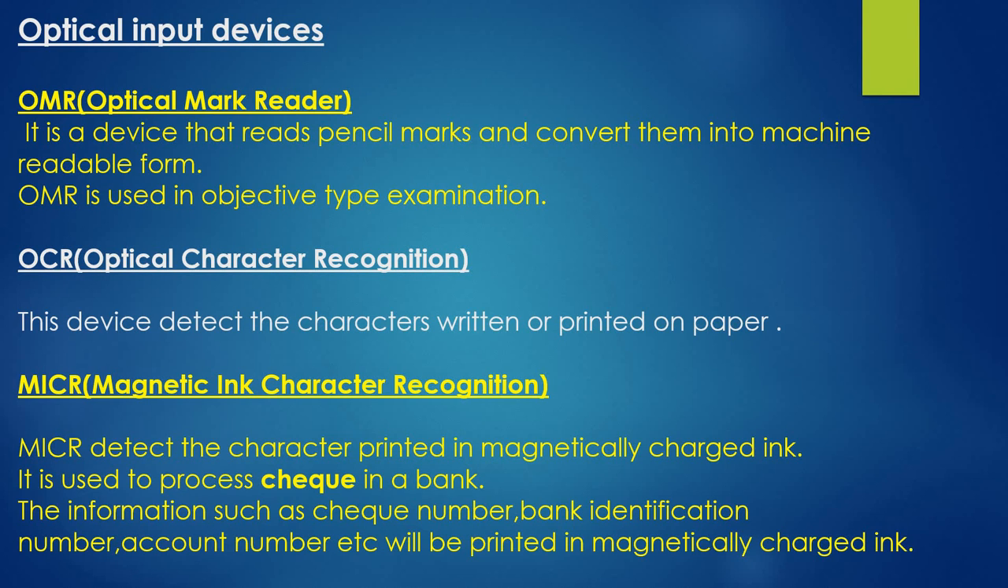These are the different scanners or optical input devices: OMR, OCR and MICR. OMR is optical mark reader, OCR optical character recognition, MICR magnetic ink character recognition. Then what are the applications of this OMR, OCR and MICR? OMR is used in objective type examinations. OCR is used to scan a paper. Then MICR is used to scan a cheque.